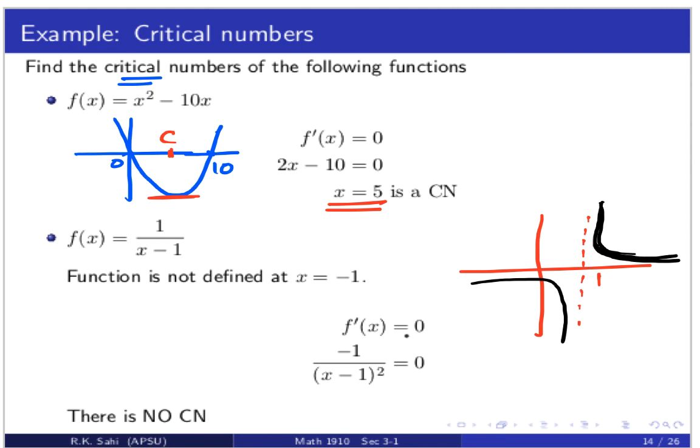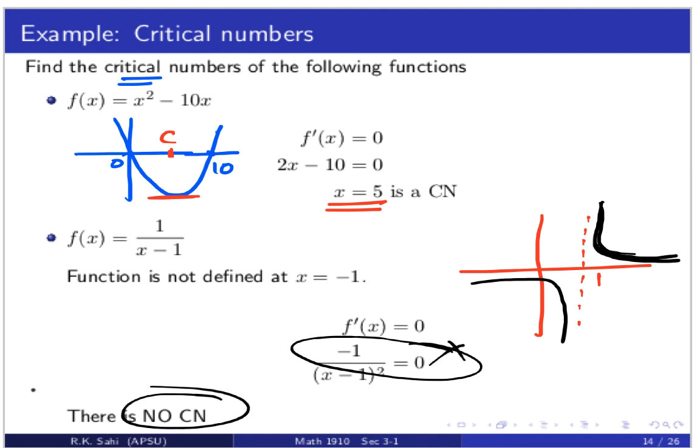So let's take the derivative of this function. When you differentiate this function, what do you get? Minus 1 over x minus 1 squared. Now this is not possible. You cannot have minus 1 to be 0, right? So that means there are no critical numbers. Even from the graph it is very clear. But when you don't have a graph, how do we do it? We take the derivative of the function and also make sure that we don't pick up the points where it is not defined, because the first thing about critical numbers is the function has to be defined at that point.